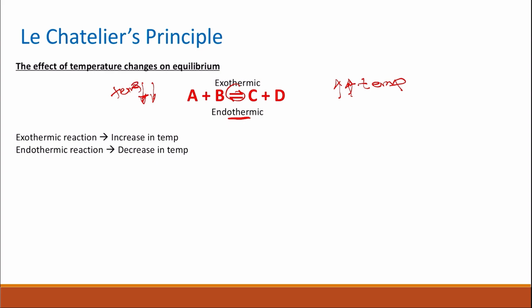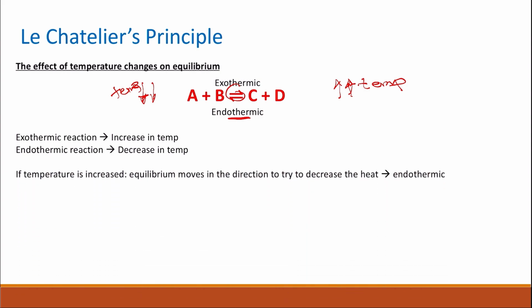So what happens if we try to increase or decrease the temperature of the system? How will the system respond? According to Le Chatelier, if the temperature is increased, then the equilibrium will move in the direction that tries to decrease the heat, because the temperature has increased and the system must return to equilibrium, which means the system will move towards the endothermic reaction.